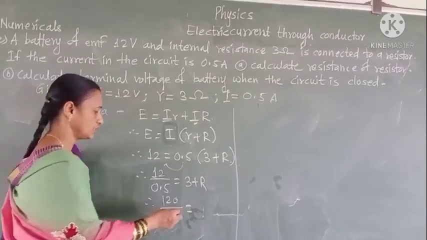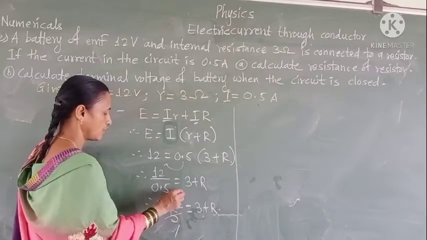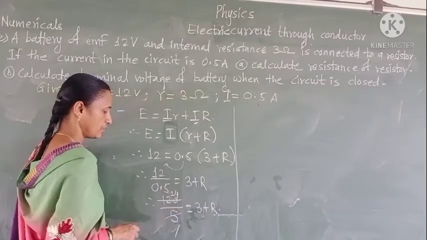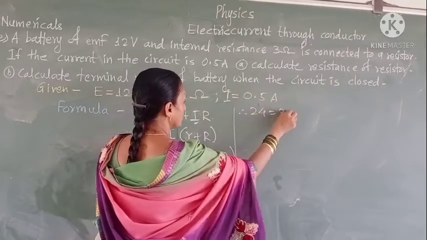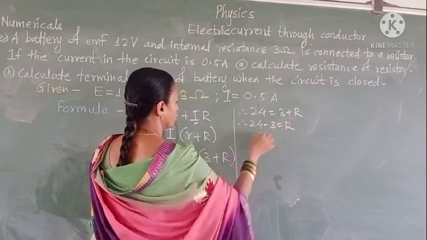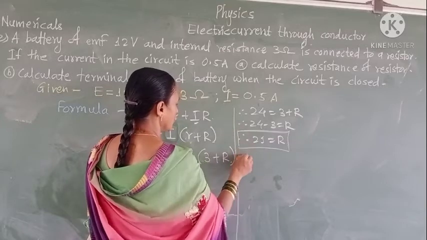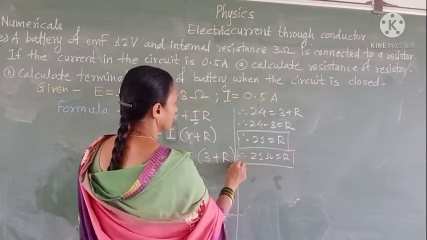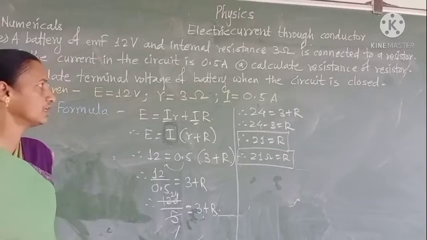120 upon 5 is equal to 3 plus R. 5 ones are 5, 5 twos are 10, remaining 2, and 5 fours are 20. Hence we get the value 24, which is equal to 3 plus R. Hence 24 minus 3 is equal to R. Means we get the value 21 is equal to R. Means 21 ohm is the value of the resistance. Means the resistance of the resistor is equal to 21 ohm.